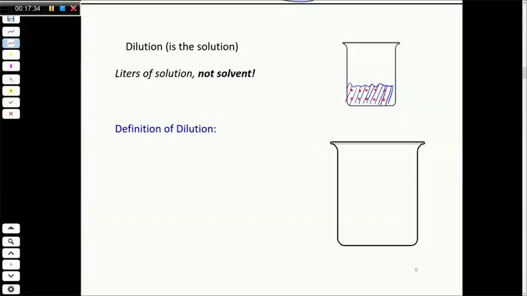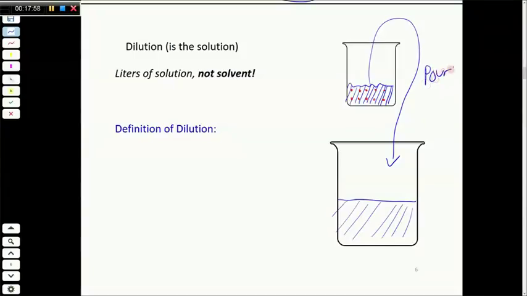So with dilution, in the picture here, what we're doing is taking a concentrated solution, with some molarity associated with it, and we're going to put that into pure solvent, or vice versa. We're going to add pure solvent to the solution. So one way to think about dilution is we take this solution, which has all of our solute molecules dissolved, and we pour it into pure water, and that's going to change the concentration.